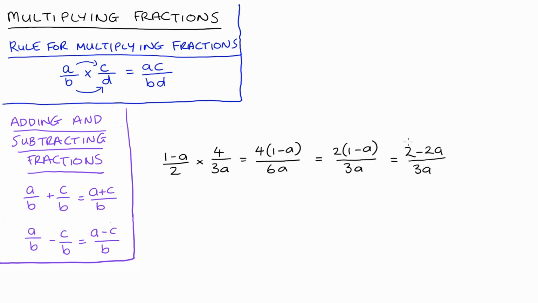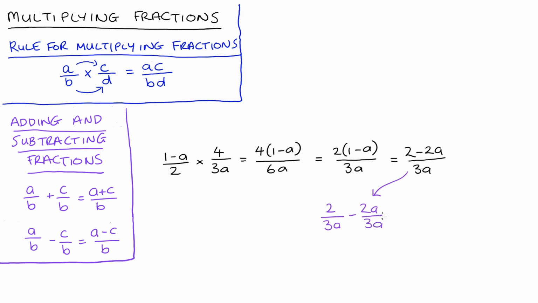This can be a sticking point for students. So when we add and subtract fractions, I've got the rules on the left there. They have to have the same denominator. That's the big rule. So if we do a divided by b plus c divided by b, that can reduce to (a plus c) divided by b. And it would be the same thing if we had subtraction. So a divided by b minus c divided by b, we can reduce that to (a minus c) divided by b. So this last term can actually be rewritten as 2 over 3a minus 2a over 3a.